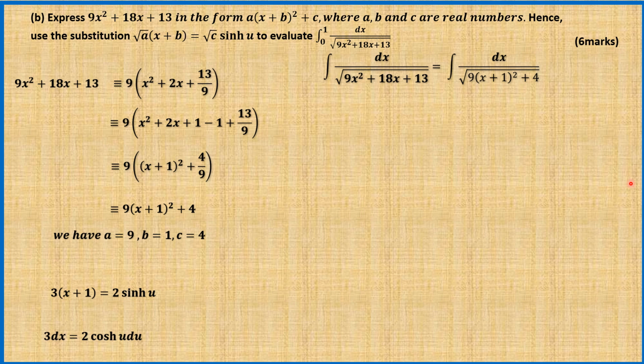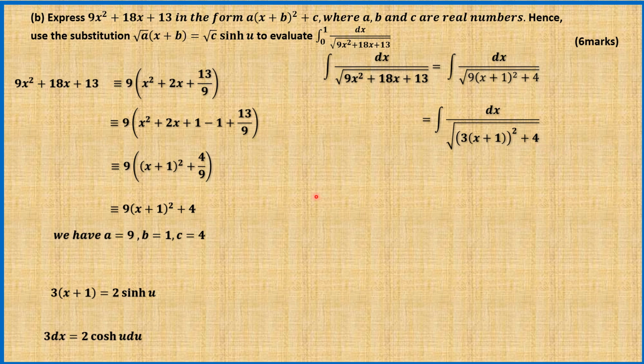Now the next thing we are going to do is to use the substitution as it has been given to us. This is our substitution. So we are going to replace 3 into x plus 1 equals 2 sinh u. So we recognize that this 9 can be written as 3 squared, and we can bring out the square to have 3 into x plus 1, all that squared plus 4.